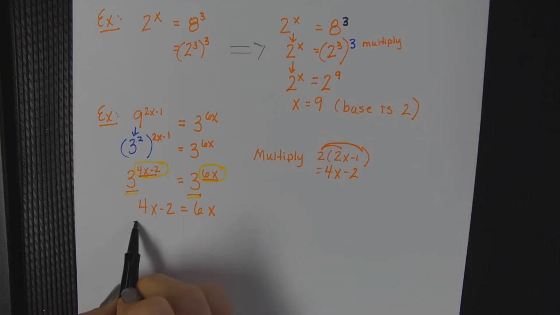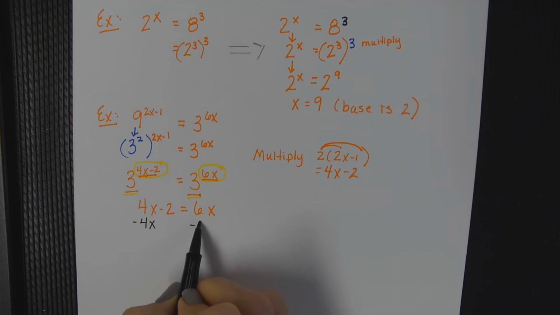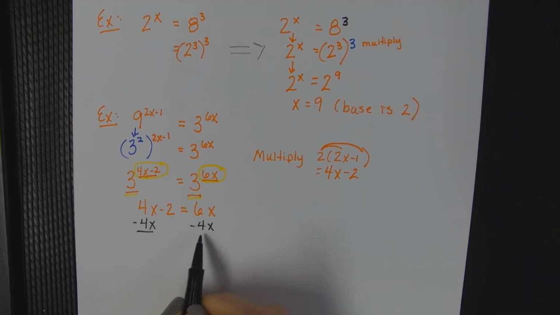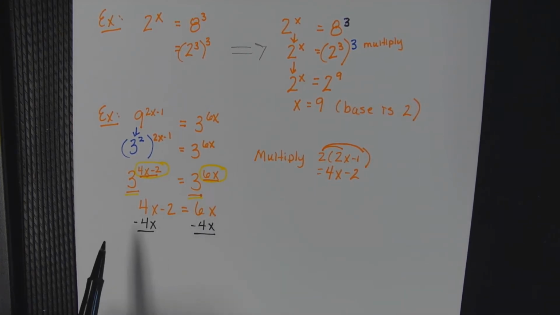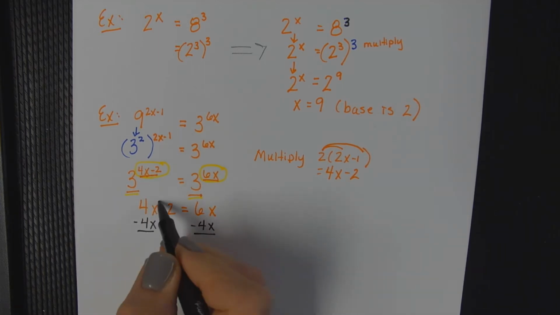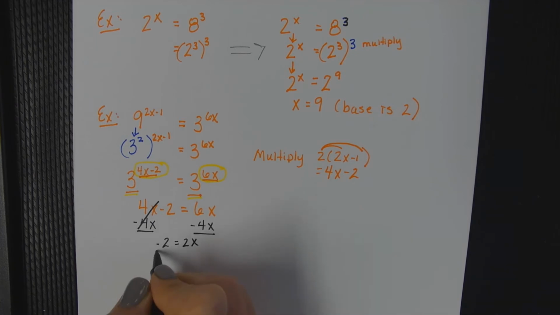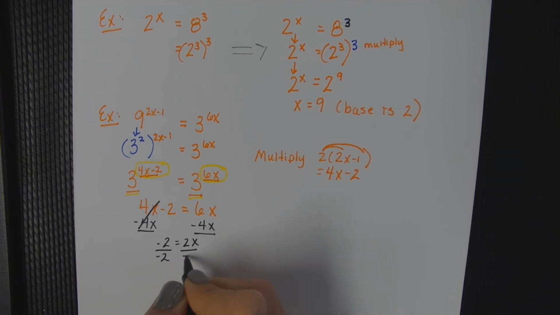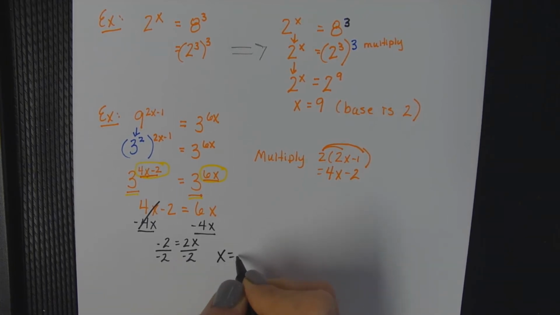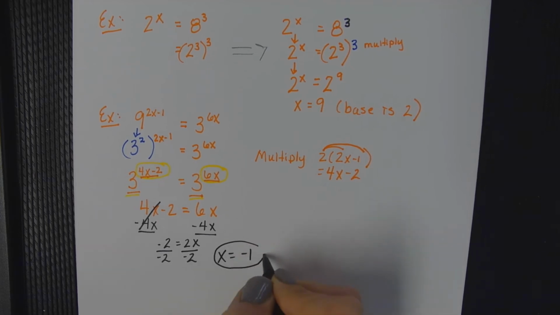You need to subtract 4x. Okay, just a reminder, why am I subtracting 4x? It's positive, right? So you bring down negative 2. 6 minus 4 is 2x. Divide by negative 2. X equals negative 1. Good job.